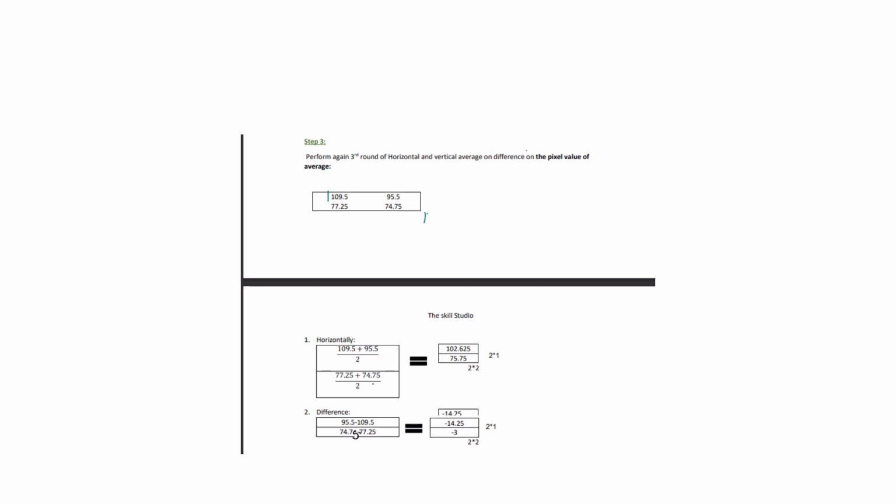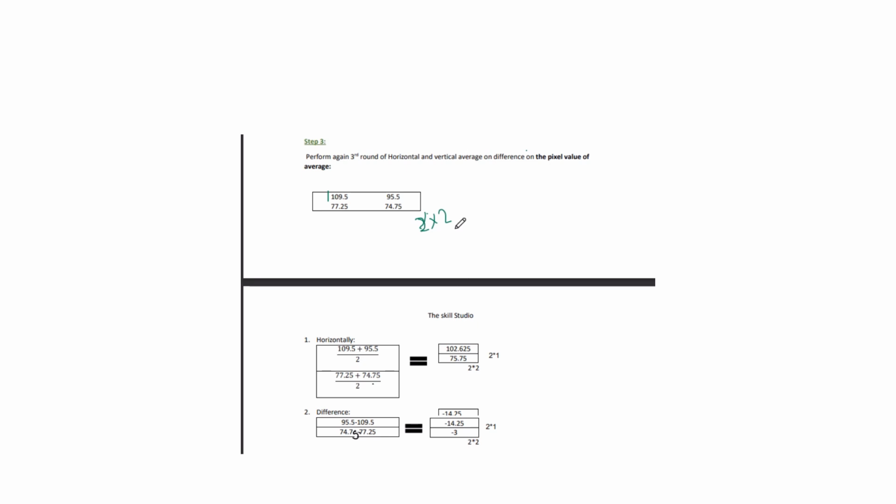So in step 3, what we take as input is the previously calculated average values, right? So these are the average values that we calculated in step 2, and let's mention how much it contains: 2 cross 2, it is a 2 cross 2 matrix, right?